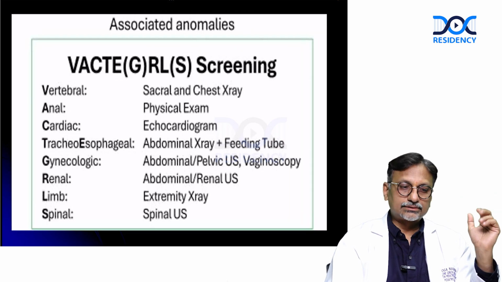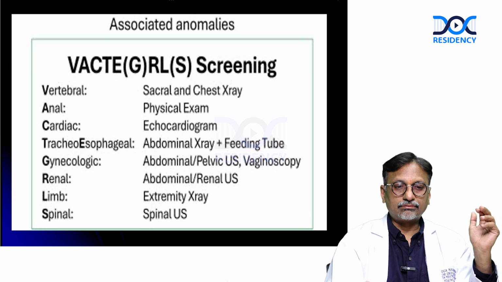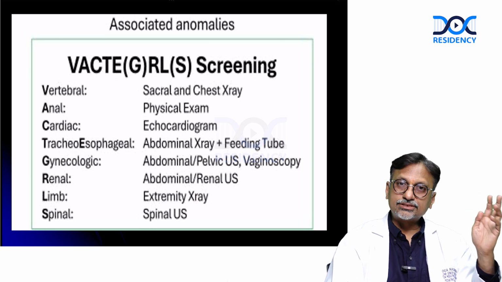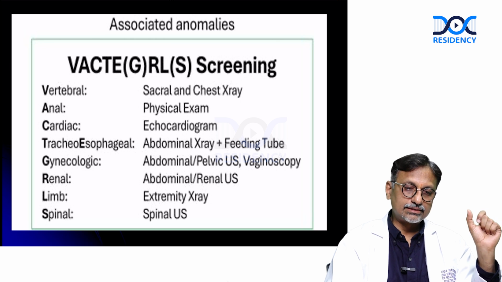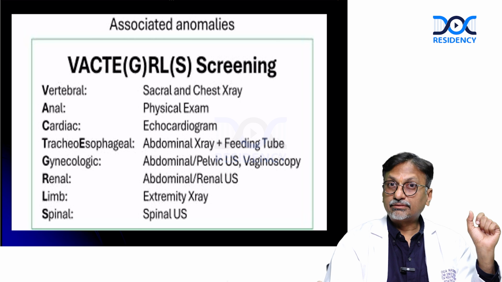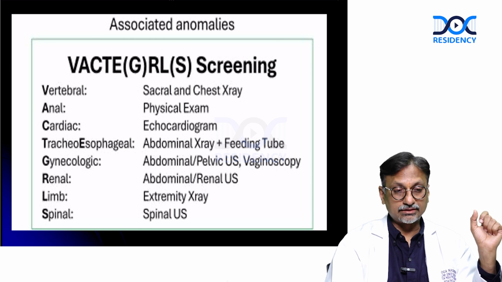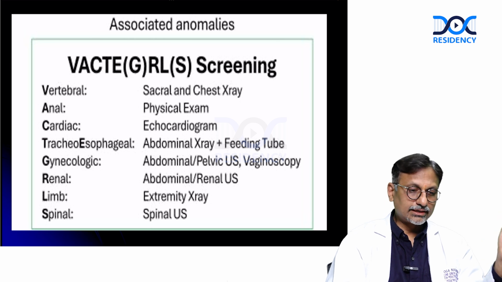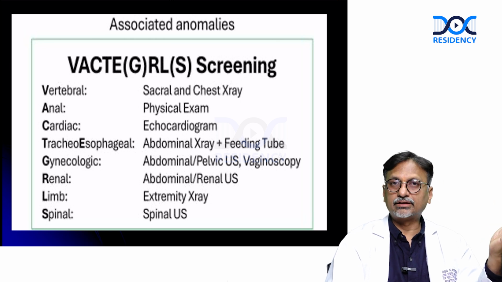In girls, we can add what is called VACTERL-G-R-L. Here G stands for gynecological, which means an abdominal pelvic ultrasound, or we have to do a vaginoscopy when required. And S stands for spinal anomalies. It comes under vertebral anomalies also.